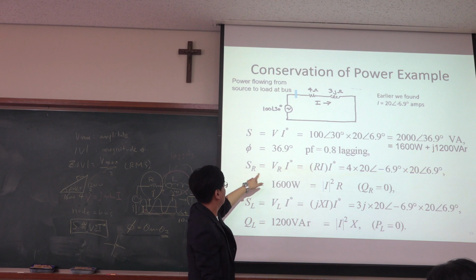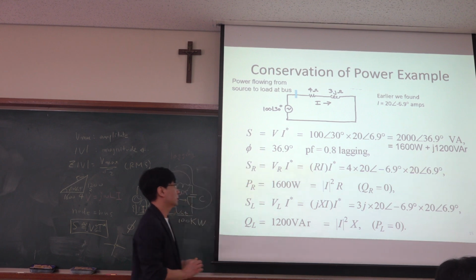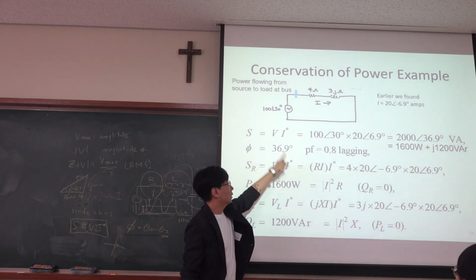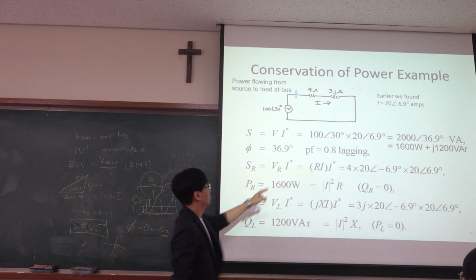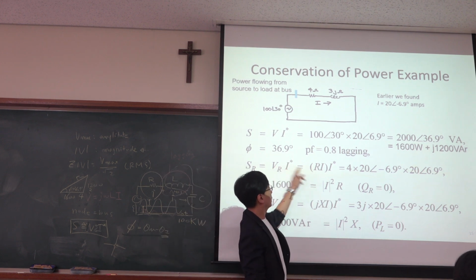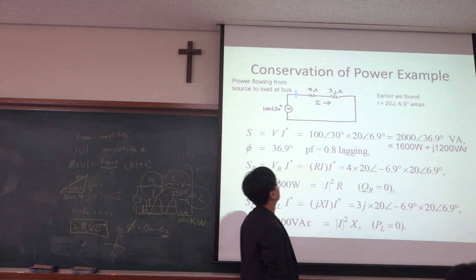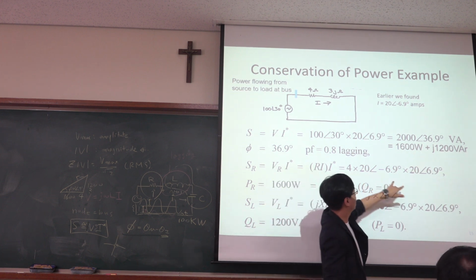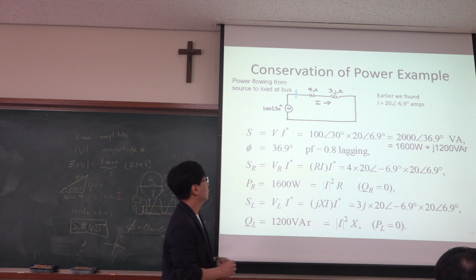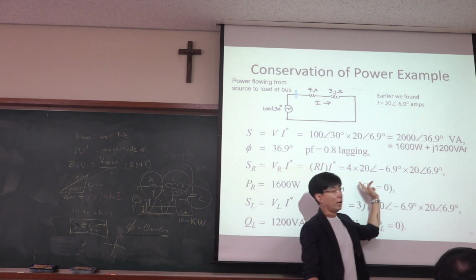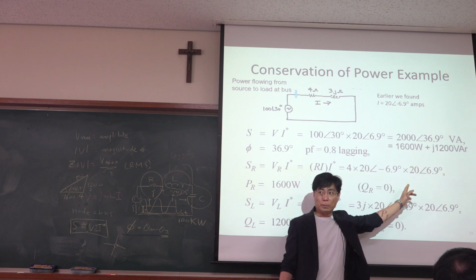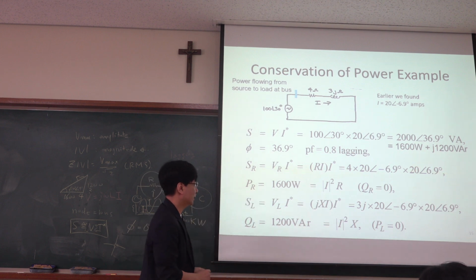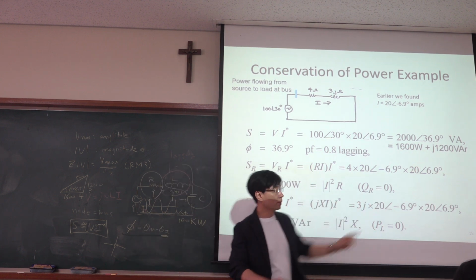Yeah, and then the complex power at the resistance part, denoted by SR. So voltage there and the current. We have the same current for all components. So VR times I conjugate. VR is R times I, so R times I times I conjugate. 4 ohm times the current, and the current conjugate is that one. So when you compute this, it only has real part, no imaginary part. So it only has the active power, 1600 watt, and 0 reactive power.